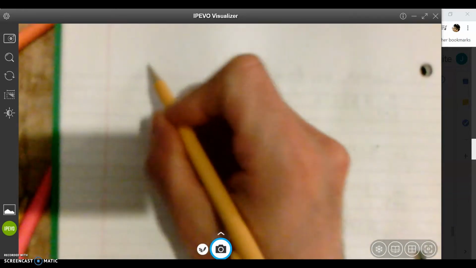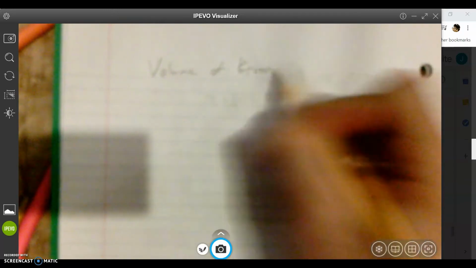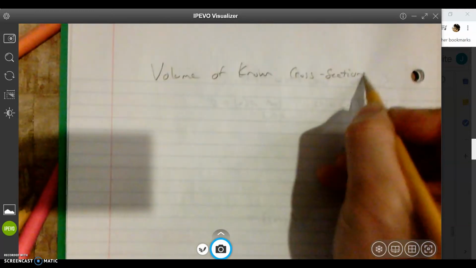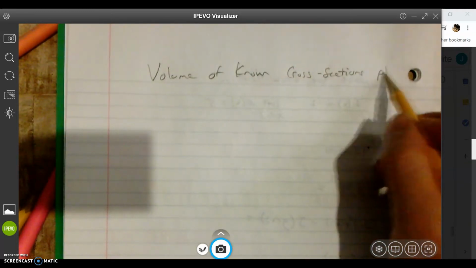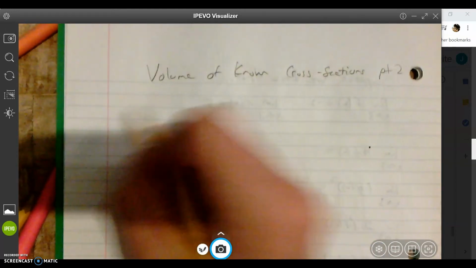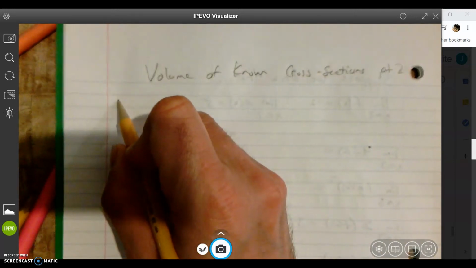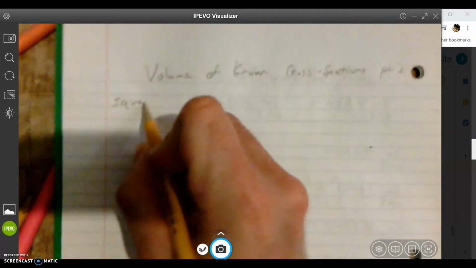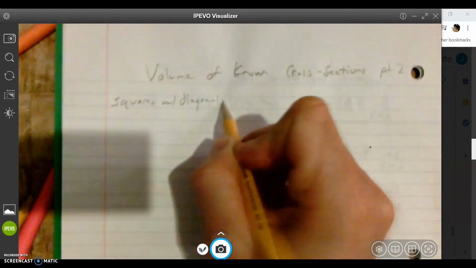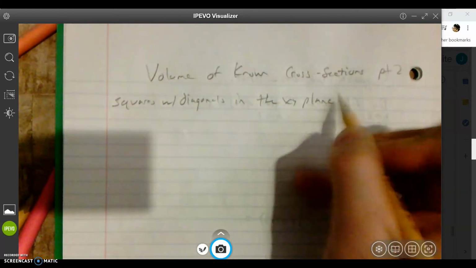Part two. So, volume of known cross sections, part two. This one has to do with, you should have written this down before in the last video, squares with diagonals in the XY plane. So what does that mean?